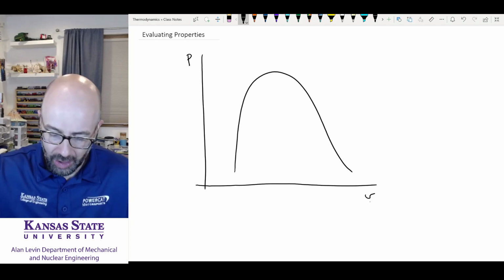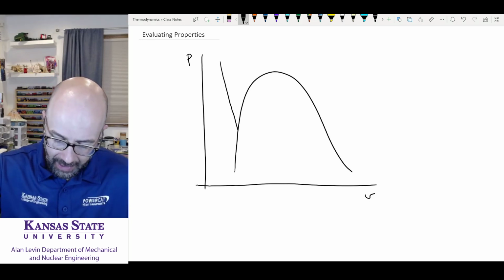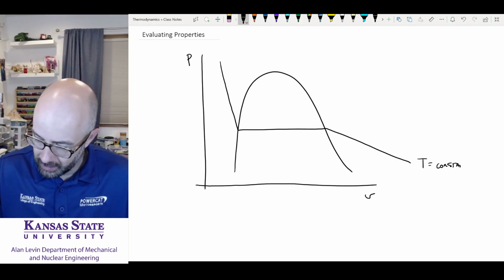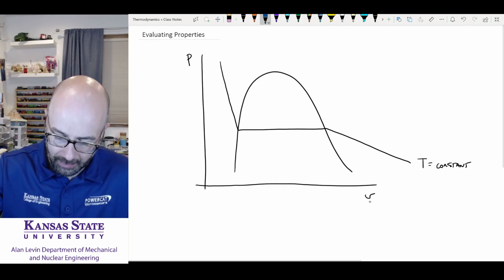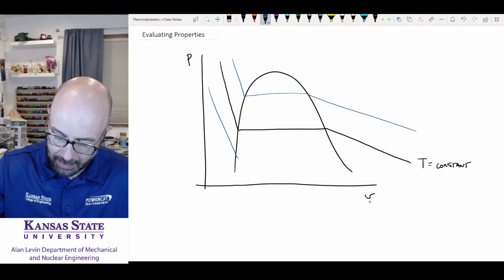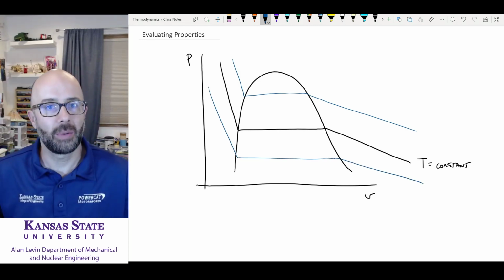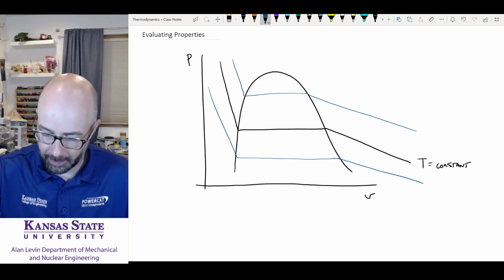And I'm going to draw through this a line of constant temperature. So this here is a line of constant temperature. Temperature is equal to constant. Now we could have a lot of lines of constant temperature that go in here, but they all follow the same pattern. They all come down and to the right.